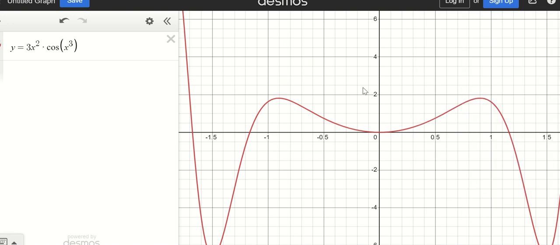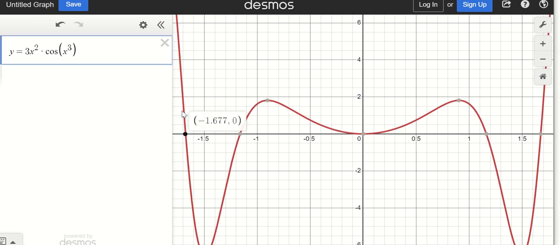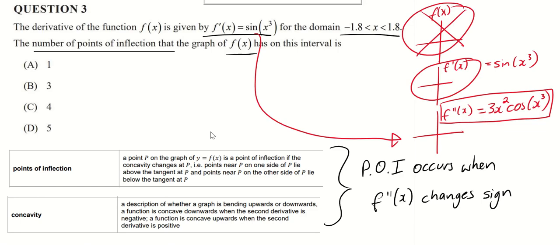And that looks a little bit better. So I'm looking at this graph, seeing that there is one point where it goes from positive to negative. This is the graph of the concavity. Another point where it goes from negative to positive. This point is not a point of inflection because the concavity is positive both sides of that point, so I won't select that one. Here's another point of inflection, and here's another point of inflection. Okay, so the solution is 4 points of inflection.